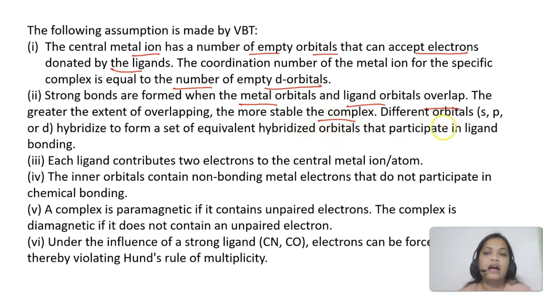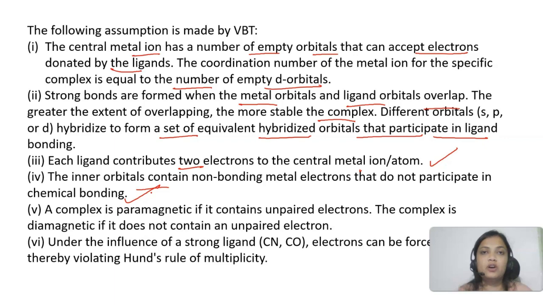Okay, and different orbitals SPD we have just discussed, they hybridize to form a set of hybridized orbitals that participate in bonding. Okay, and each ligand contributes 2 electrons to the central metal atom. All right, so here we have seen that each ligand will contribute 2 electrons to the central metal atom or ion, and the inner orbitals contain non-bonding metal electrons and that will not participate in the bonding.